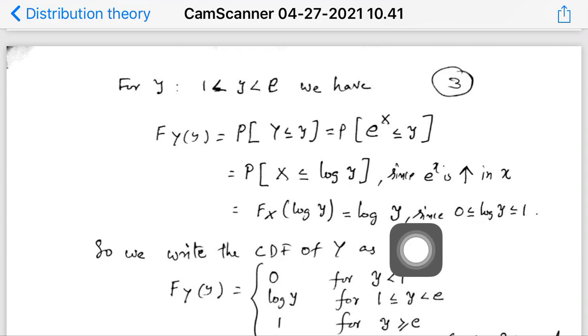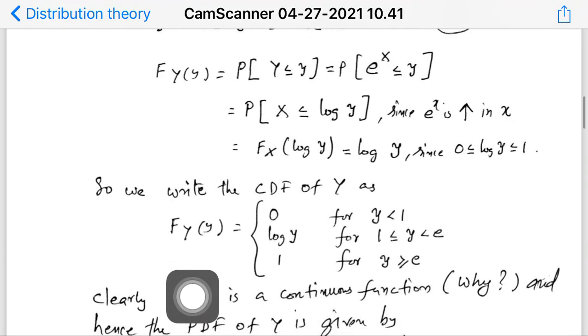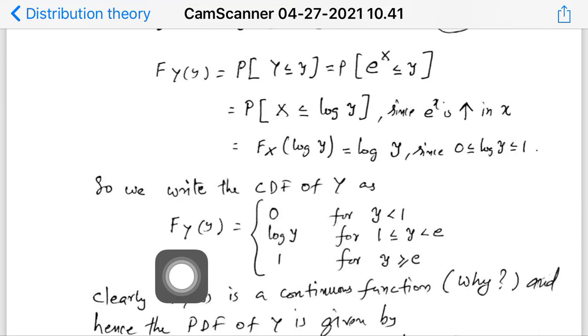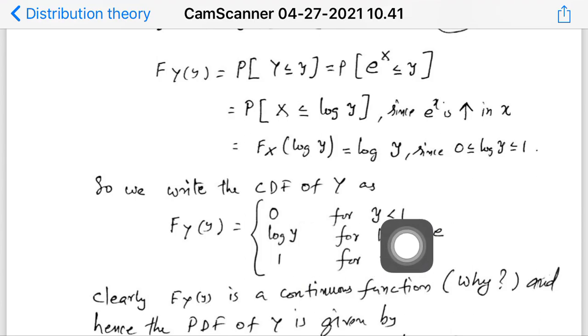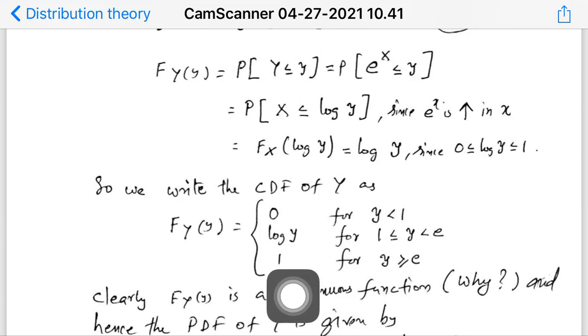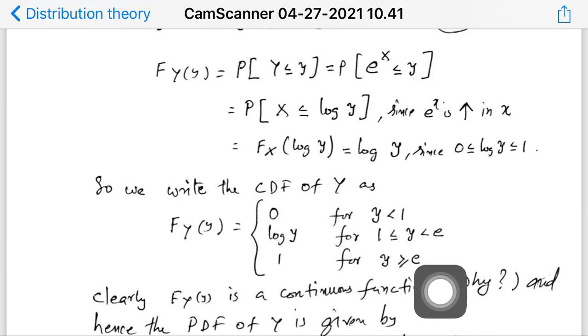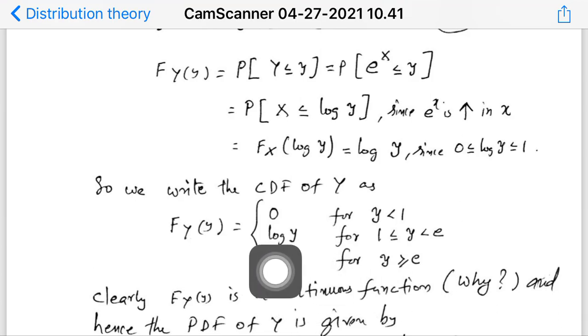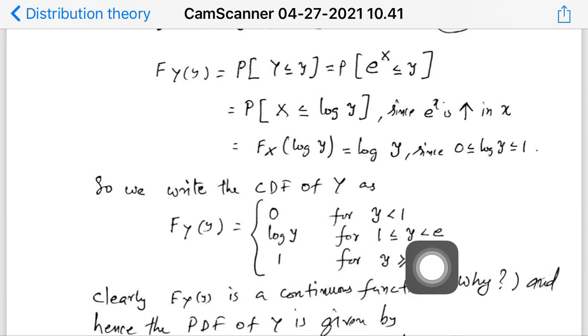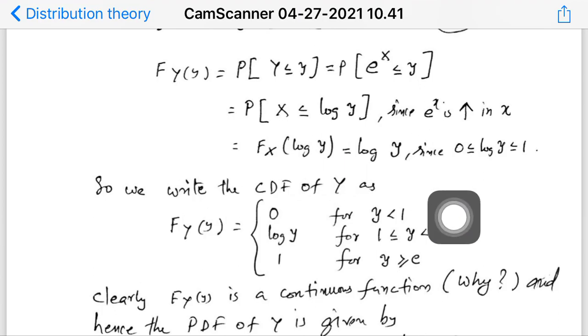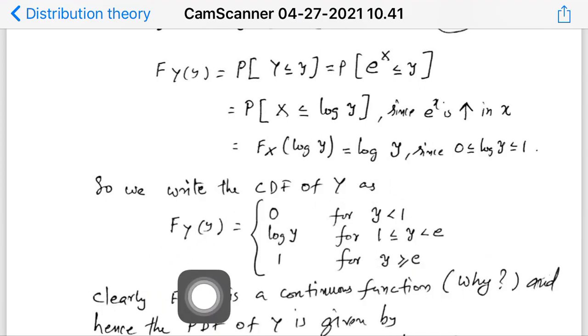So we have found the final expression for the distribution function of Y, which is equal to 0 for y less than 1, as we determined earlier. Then F_Y(y) is equal to 1 for y greater than or equal to e, and F_Y(y) is equal to log y for 1 less than or equal to y less than or equal to e. In this way you can determine the distribution function.